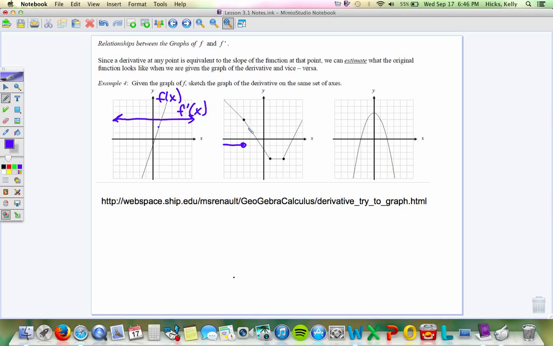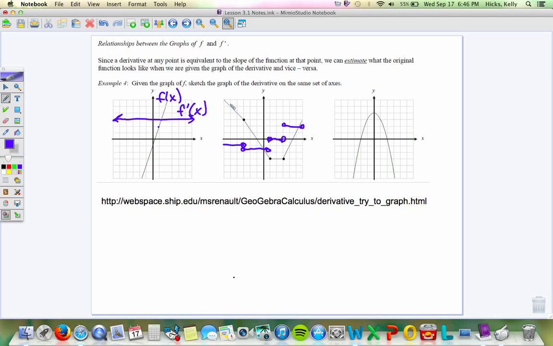So let's see, what is this slope right here? This slope is going to be, let's see, 1, 2, 3 over 2, which is a negative 1.5. So I'm going to sketch that as a negative 1.5 here. What is my slope here along this straight horizontal line? Well, it's a slope of 0. So if I were to graph my derivative, I'm graphing the slope again, so that would be 0. And then here my slope is 1, 2 over 1, so I have a slope of 2.